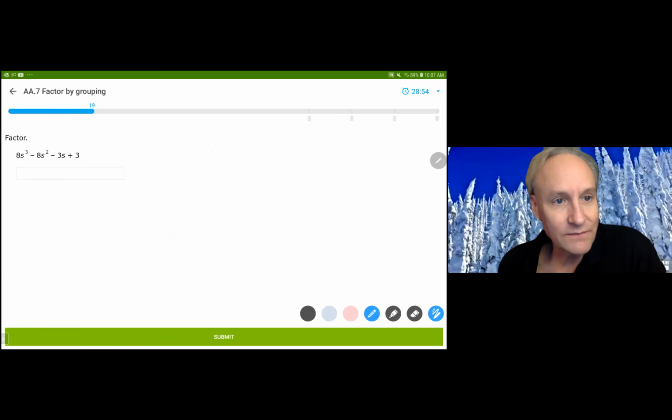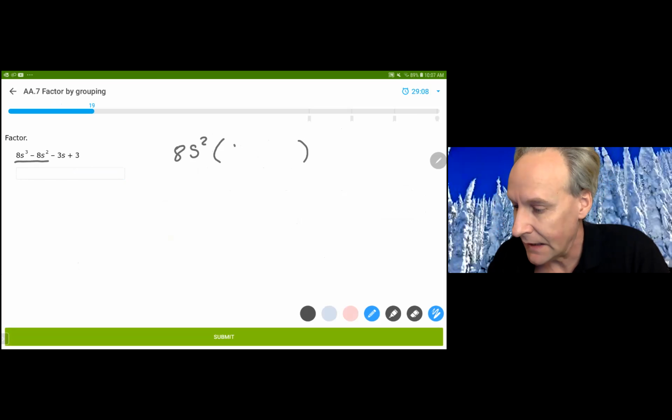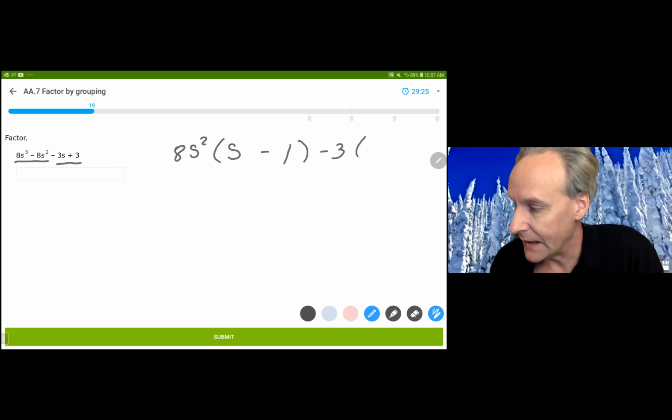Okay, we've got a common factor of 8s squared. This time I'm going to take the 8s squared out of my first pair, and what's left is an s minus 1. Notice that if I multiply that 8s squared times 1, I get the minus 8s squared. Now my second pair, I want to get s minus 1. Well, that means I need to take out a negative 3, and that leaves me with s minus 1.